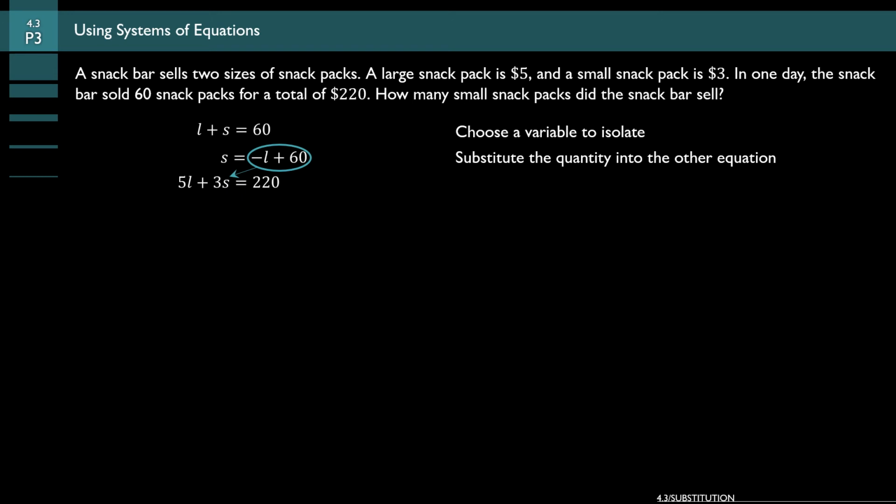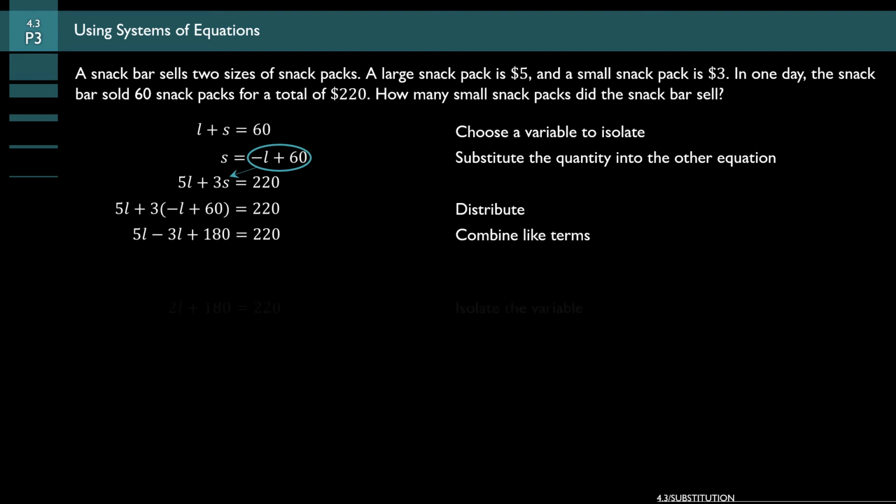So I'm going to do 5L plus 3S equals 220, and it's going to become 5L plus 3 times (negative L plus 60) equals 220. Go ahead and distribute the 3 through to the negative L and the 60, so you get 5L minus 3L plus 180 equals 220. Combine like terms, so 5L minus 3L is 2L. Then start isolating the variable, subtract 180, so 2L equals 40, and then divide by 2 to get L equals 20.